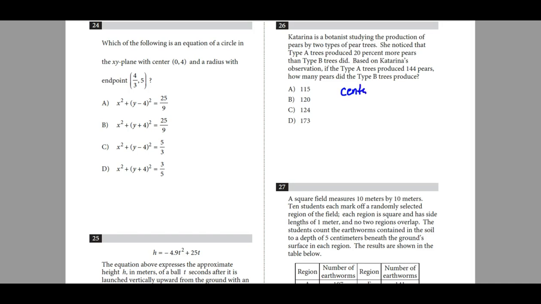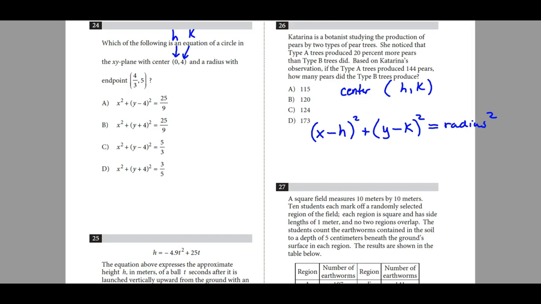Circles have a center that we call H, K. It's really an X and a Y, but here's your H, and this is your K value. And the circle formula always starts off, it's X take away whatever the H number is, squared. And then you add to that Y minus whatever the K value is, squared. And then the R represents the radius, squared.